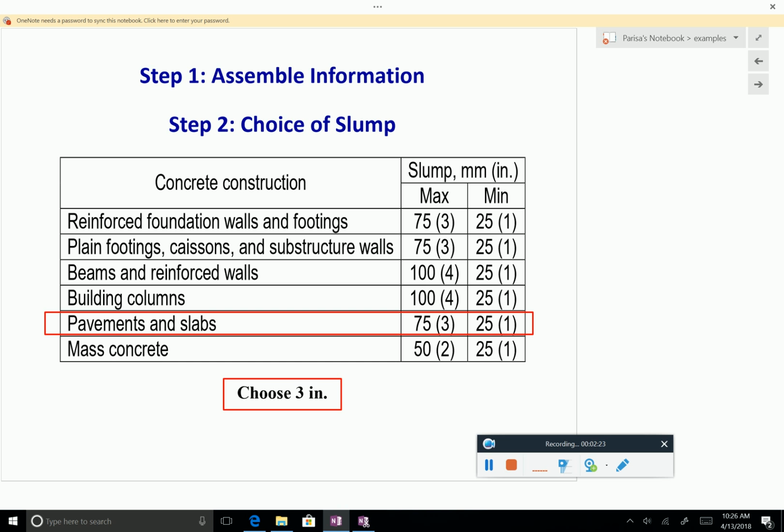Assembling information, I leave it up to you to try to highlight the information, however, it's easier that you can access it later. Remember that you are going to need this information later on. Here you see the pavement and slabs as a category. So hopefully you have these tables with you.